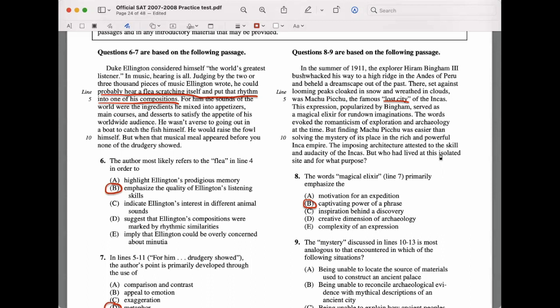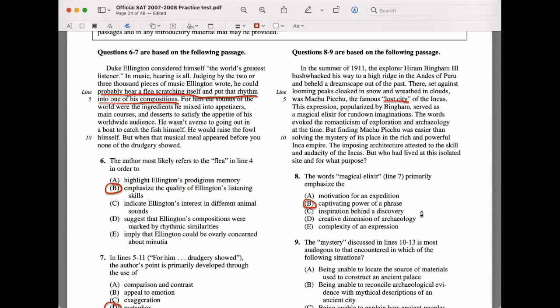It wasn't the motivation for the expedition because the context in which it is used in the passage is to indicate that it was meant to evoke romance. It was meant to evoke surprise. It was meant to evoke this thrill of discovery, right? So it was not the motivation. So A is out. It's again not the inspiration behind the discovery.